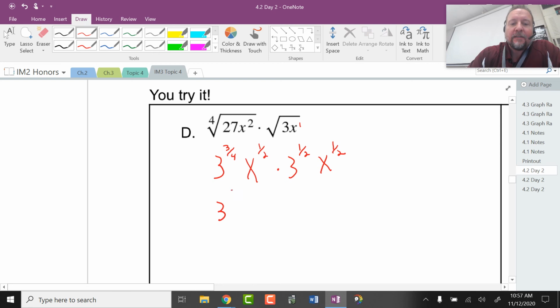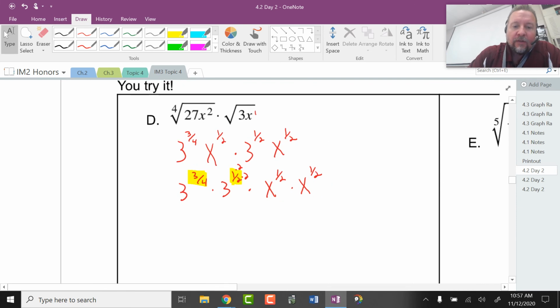Okay, so Jad, what do I do with these exponents? Interesting, right? You don't multiply them. What do you do with these? You add them. So I need a common denominator, and that's 2 times 2 is 4. So this becomes 3 to the 3 plus 2, 5/4. And then what does x to the 1/2 times x to the 1/2 become?